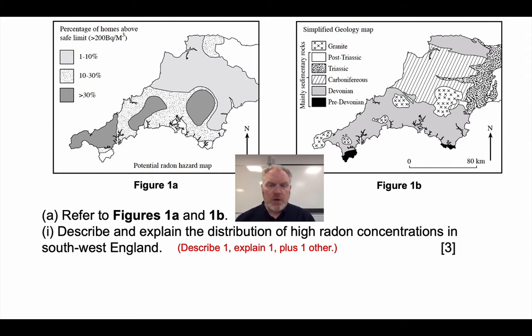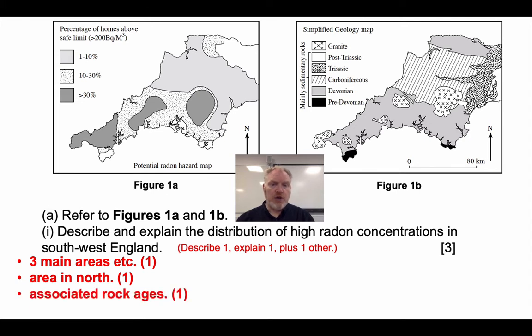Okay, let's start with the description. Sometimes just stating the obvious can get you marks. There are 3 main areas, for example. There's also an area of moderate concentration in the north of this map. You could talk about the associated rock ages. So these areas are generally within the Devonian, possibly Carboniferous rocks. And the fact it's associated with the granites.